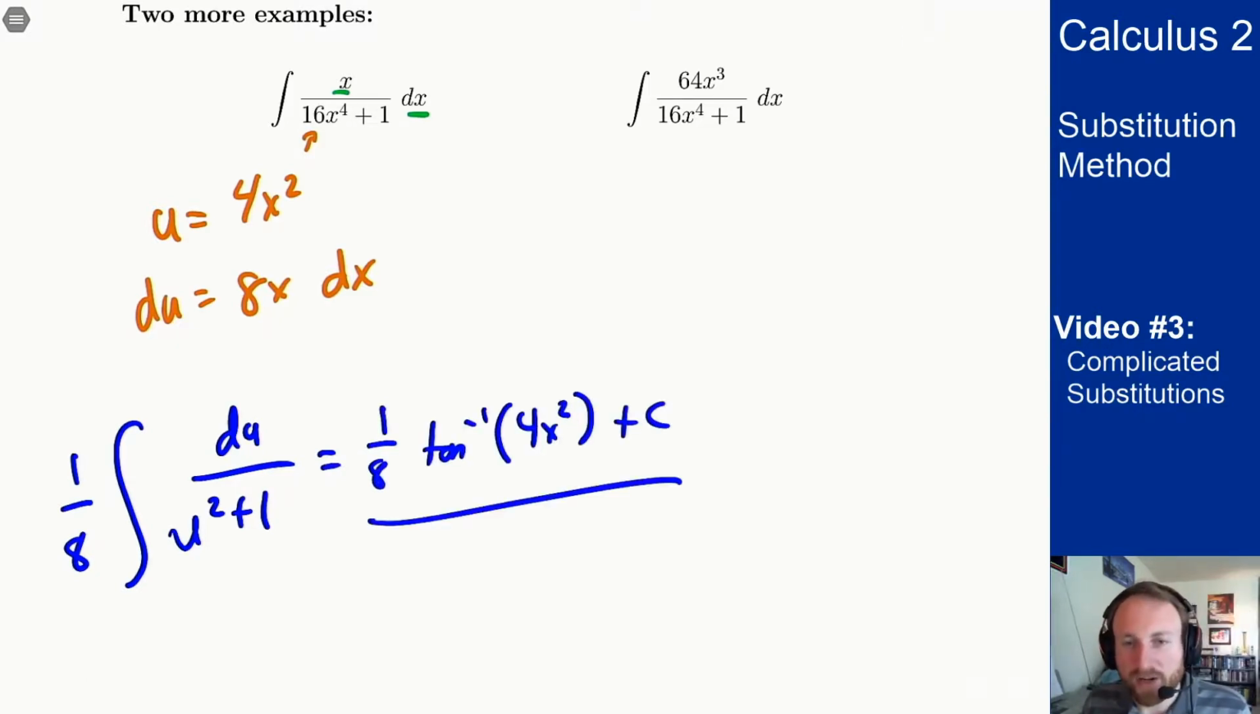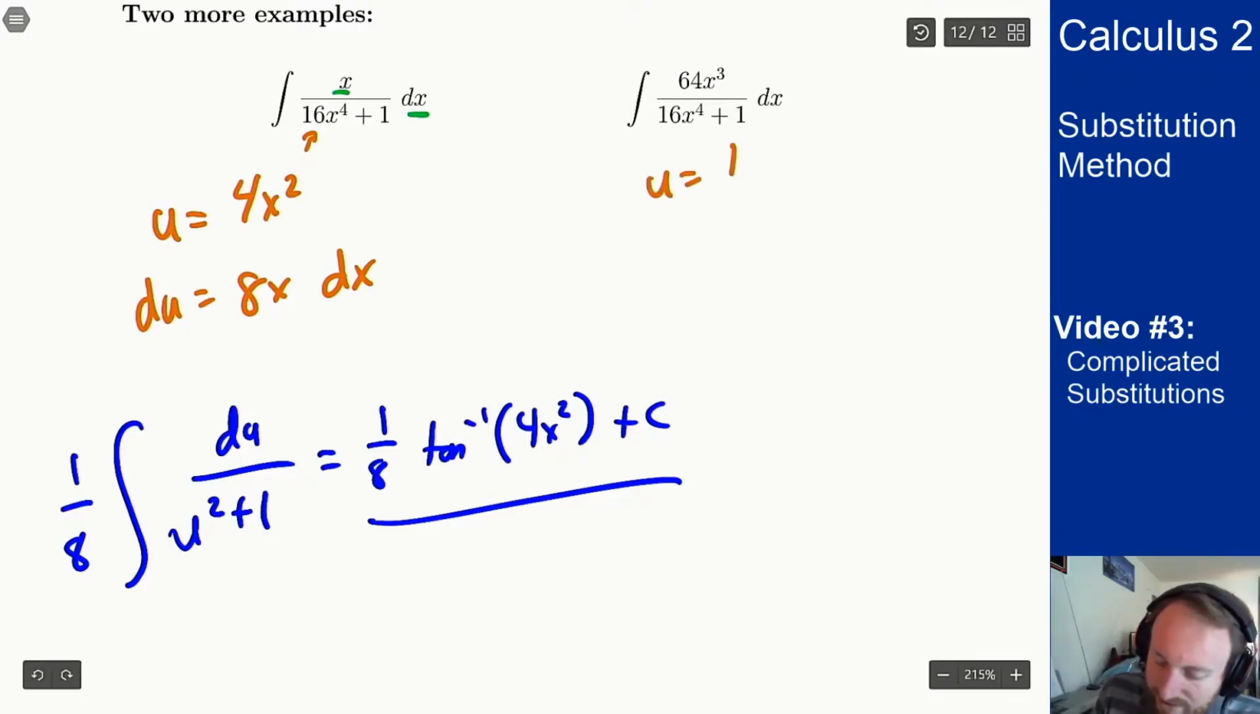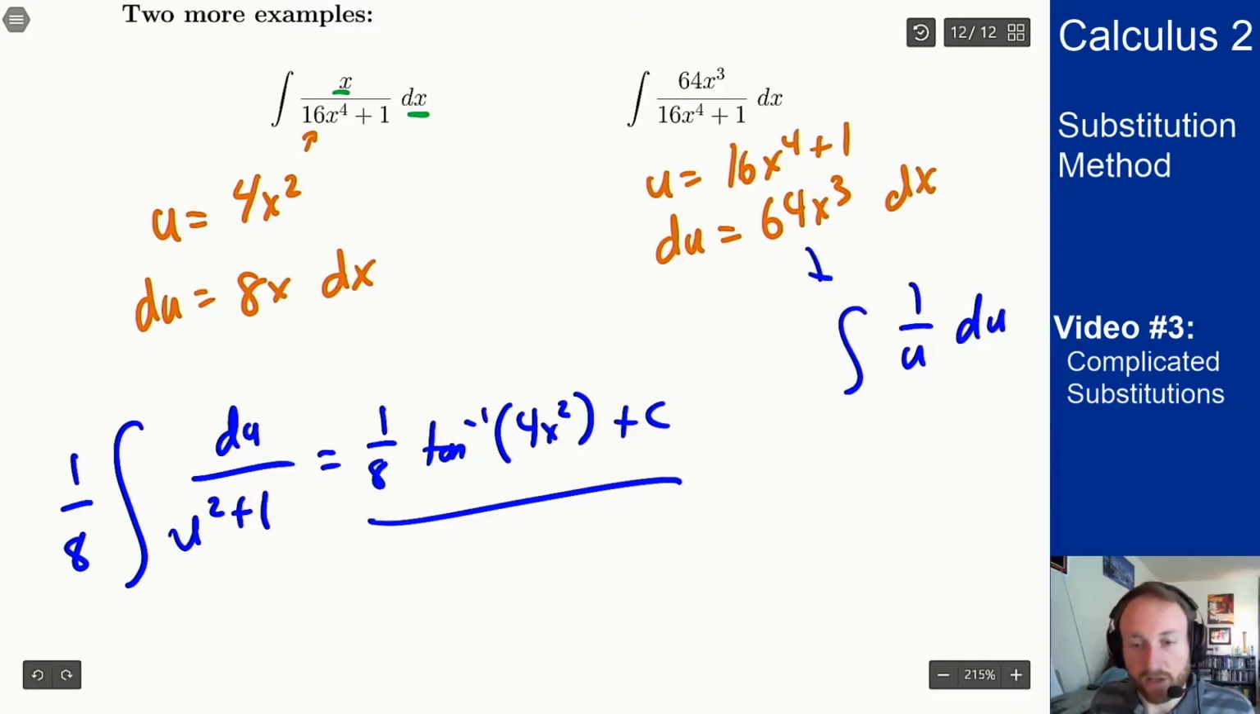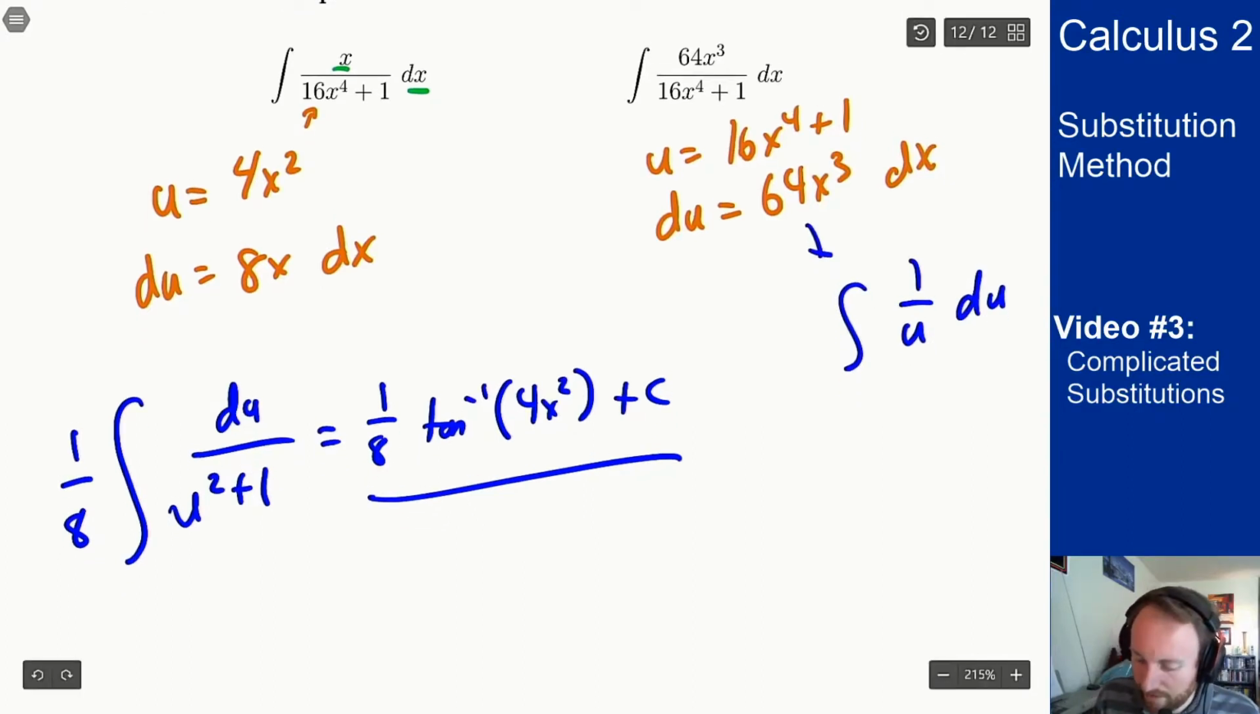And for the second one, I see an x cubed on top, which means I'm allowed to use x to the fourth for my u. So I might as well make u the entire denominator because that one's not going to affect things, and we'll set u to be 16x to the fourth plus 1. Our du is then 64x cubed dx, which is the entire numerator. Integral then becomes a 1 over u du. So I get the log of u, and I have u right up there, so this integrates to the log of 16x to the fourth plus 1 plus c.